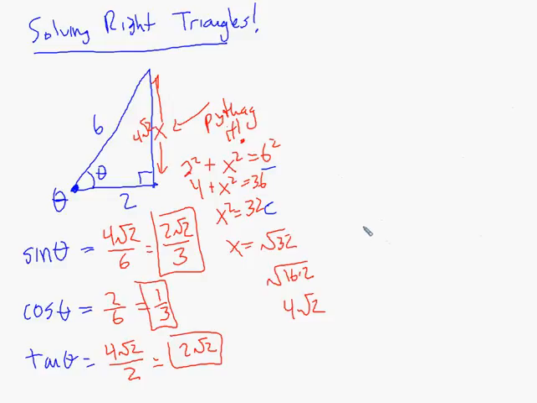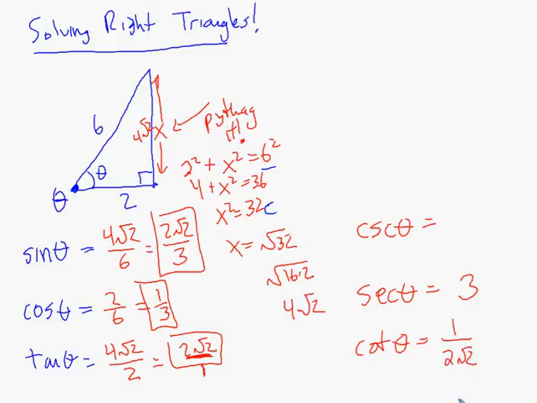Alright, what if I wanted cosecant, secant, and cotangent? Just pretty much flip it around. This one's going to be easy, 3, right? This next one is going to be a little bit tricky. What's our denominator here? 1. A 1. So this is going to become 1 over 2 root 2.